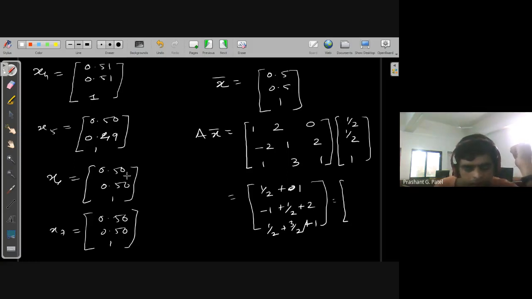Okay, thank you, sir. So this will give me 3 by 2, and this will give me 2, and then 1 plus 1 by 2. This is also 3 by 2, and this will give me 3, because this is 2 plus 1, 3. So here this is the vector A into x bar. And x bar is this.